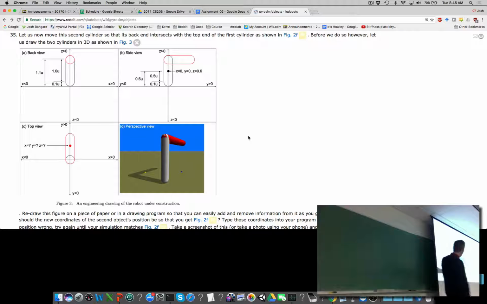Okay, so we know kind of what your robot is going to look like here. We've got our vertical cylinder, the cylinder that points into the screen. This object is made most clear by looking at it from a side view.